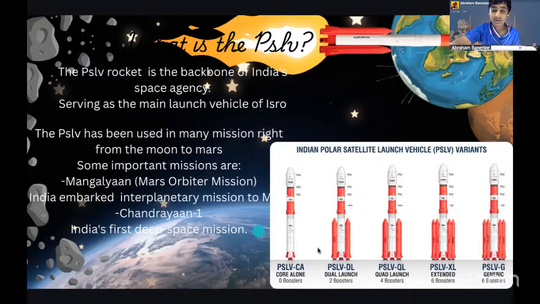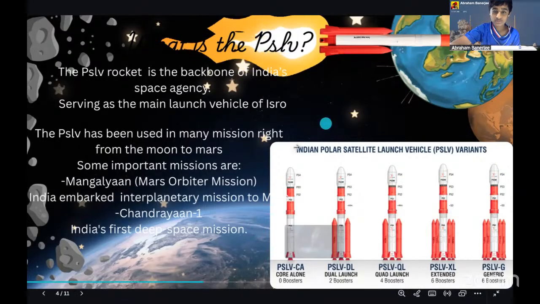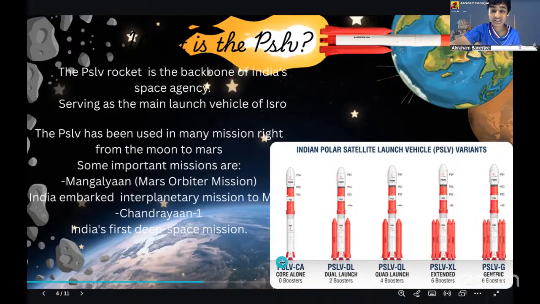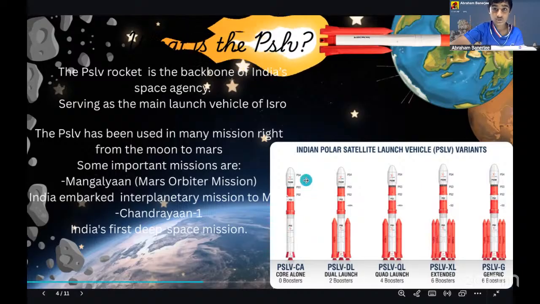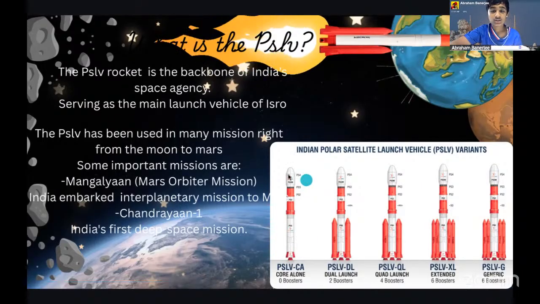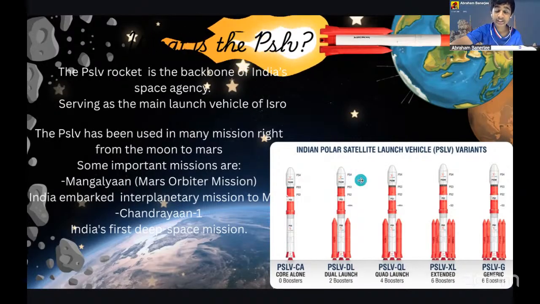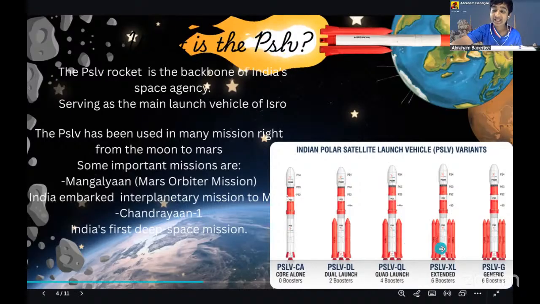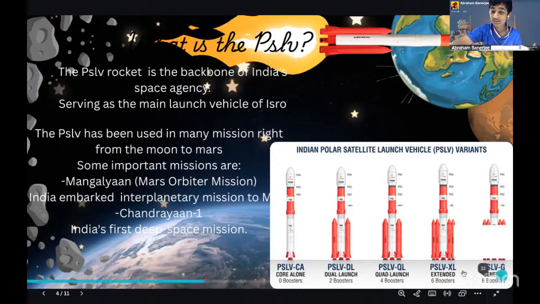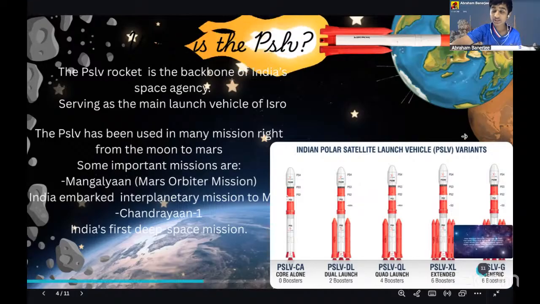I would like to talk about the variants of the PSLV. The first one is the PSLV-CA. This is the version of only the core. This only consists of the core. The PSLV is a 4-stage rocket. Then is the PSLV-DL. This has two boosters connected to the PSLV. The PSLV QL has 4 boosters and the PSLV XL has 6 boosters. The PSLV G is a generic version that is now long time retired.